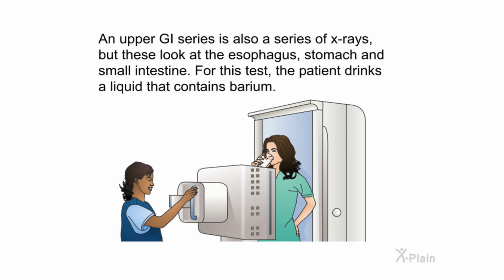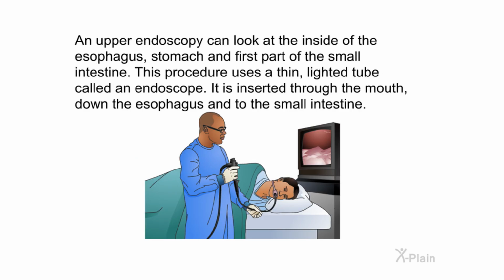An upper GI series is also a series of X-rays, but these look at the esophagus, stomach, and small intestine. For this test, the patient drinks a liquid that contains barium. An upper endoscopy can look at the inside of the esophagus, stomach, and first part of the small intestine. This procedure uses a thin, lighted tube called an endoscope. It is inserted through the mouth, down the esophagus, and to the small intestine.